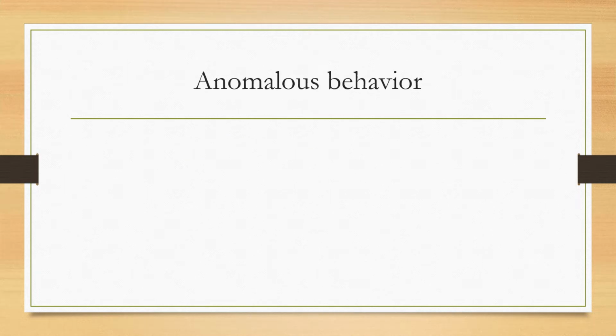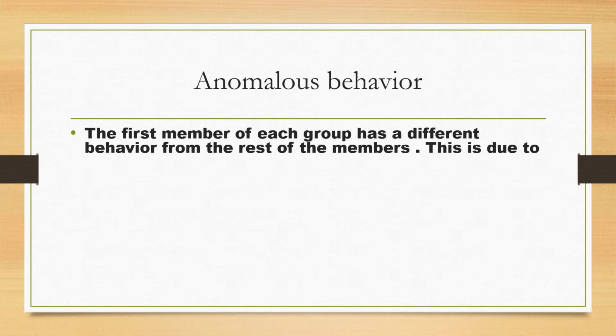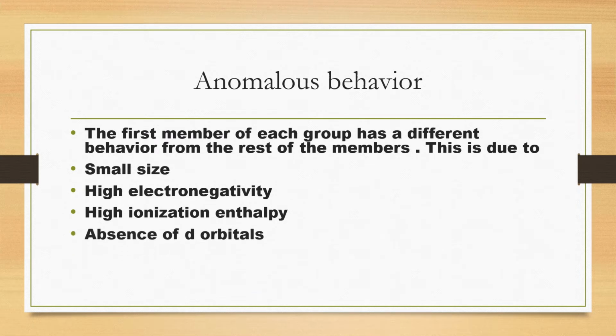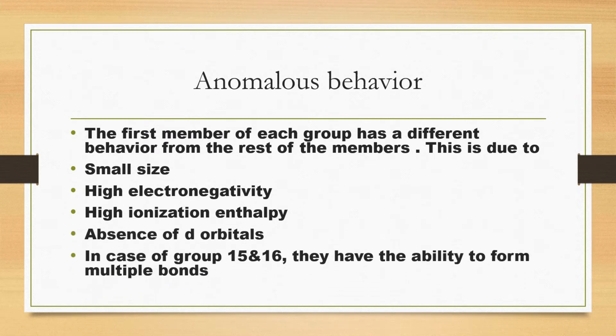Coming to anomalous behavior. What do you understand by anomalous behavior? The first member of every group has a different behavior from the rest of the members. This occurs due to small size, high electronegativity, high ionization enthalpy, absence of d orbitals, and in the case of group 15 and 16, their ability to form multiple bonds, that is p-pi p-pi multiple bonds or d-pi p-pi multiple bonds.